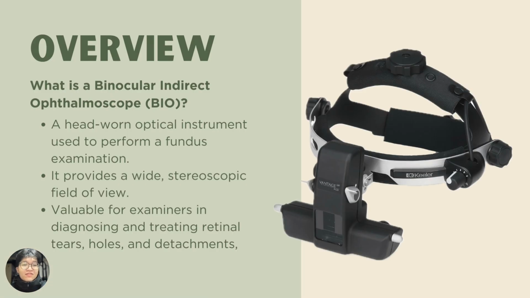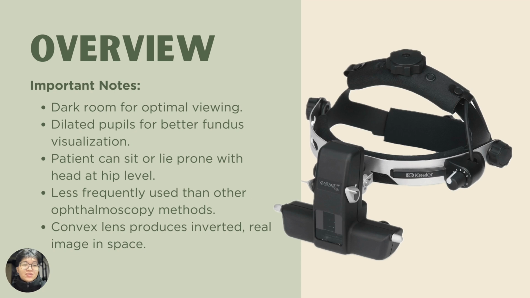A binocular indirect ophthalmoscope is a head-worn optical instrument used to perform a fundus examination, similar to a direct ophthalmoscope. But unlike a direct ophthalmoscope, it consists of a headband, lenses, and a light source, providing a wide stereoscopic field of view with 2 to 5 times magnification. Now, this allows examiners to see the peripheral retina, making BIOs valuable for diagnosing and treating retinal tears, holes, and detachments. Now, there are a few important notes.